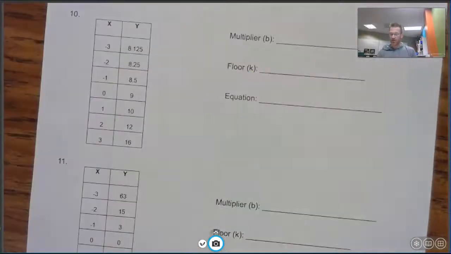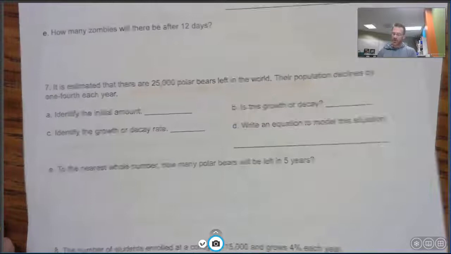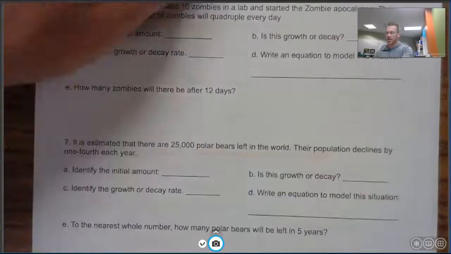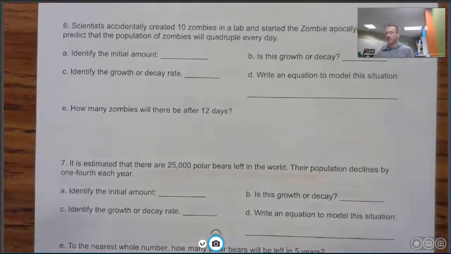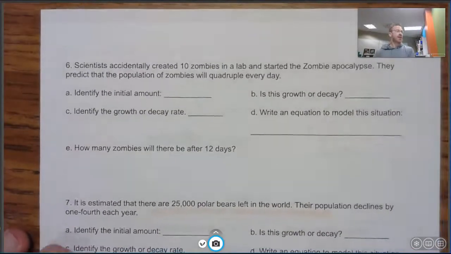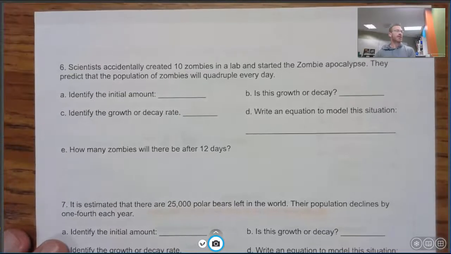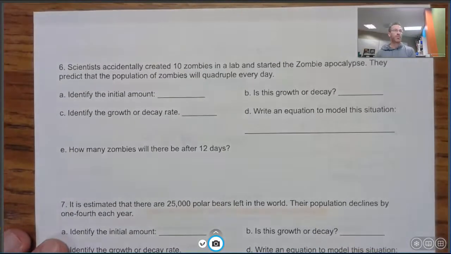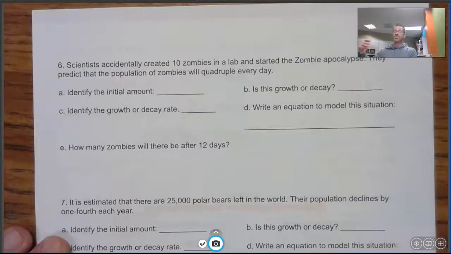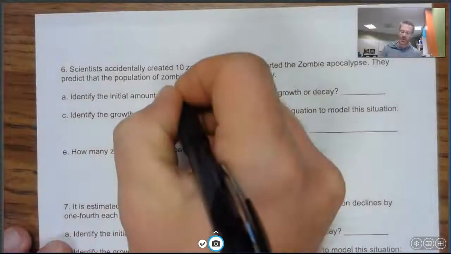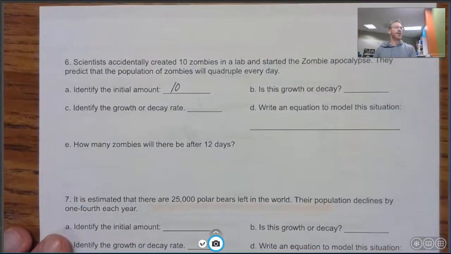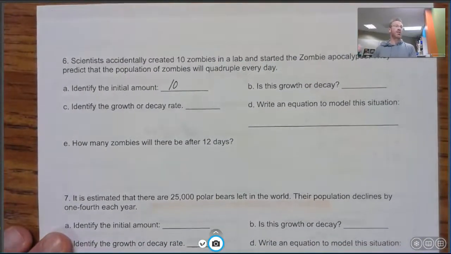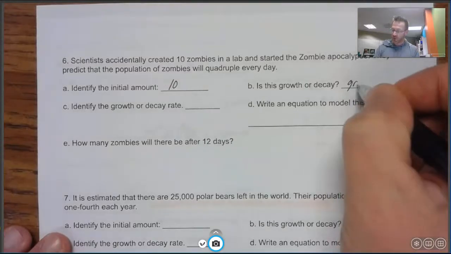So let's look at a couple of examples here. Let me flip the page. Now, here's where it gets somewhat complicated. Let's read the first problem. Scientists accidentally created 10 zombies in a lab and started the zombie apocalypse. Bad news, unless you're a Walking Dead fan, then it becomes pretty good. They predict the population of zombies will quadruple every day. Notice we do have an initial amount, and that initial amount was 10 zombies. Now, is this growth or decay? Well, if it quadruples every day, it's definitely growth.